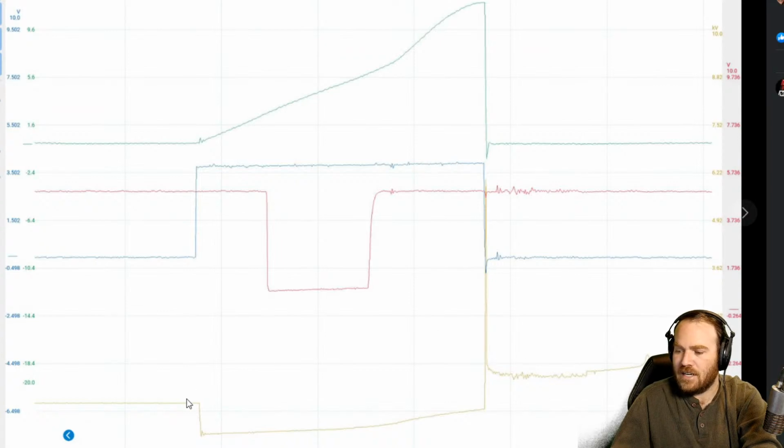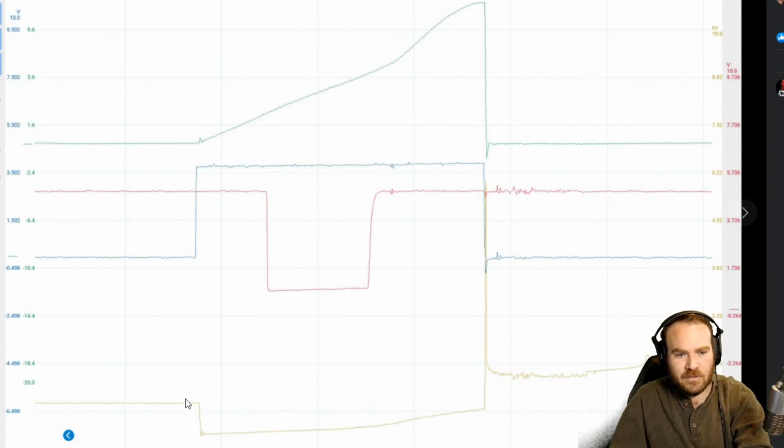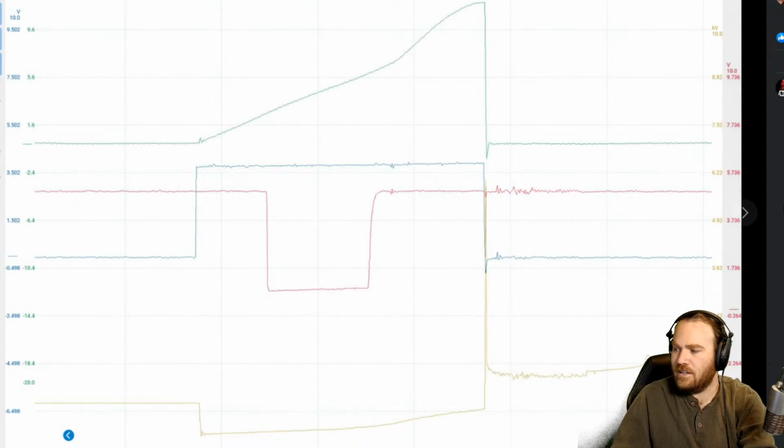And then we also have the secondary down here at the bottom, which is a little hard for you guys to see. That yellow doesn't show up real well. But we can see the energy building up in that secondary, and then it fires. We see our burn line and some oscillations at the end.